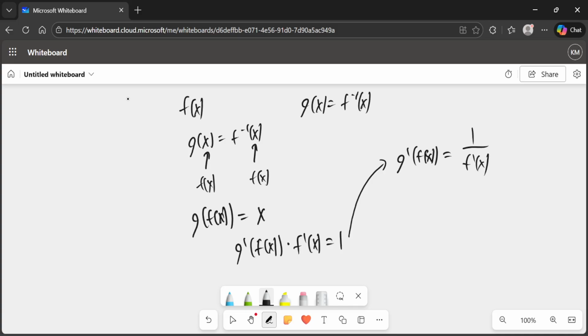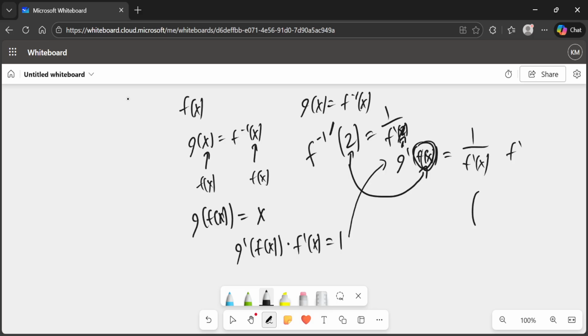However, if it asks you, I have a function, what's the derivative of the inverse at 2? That is not equal to 1 over f prime of 2, because 2 is not x, 2 is f of x. So in your function, you have to find what x you can plug in such that f of x is 2. And that's the x you plug in here, not 2. Does that make sense?